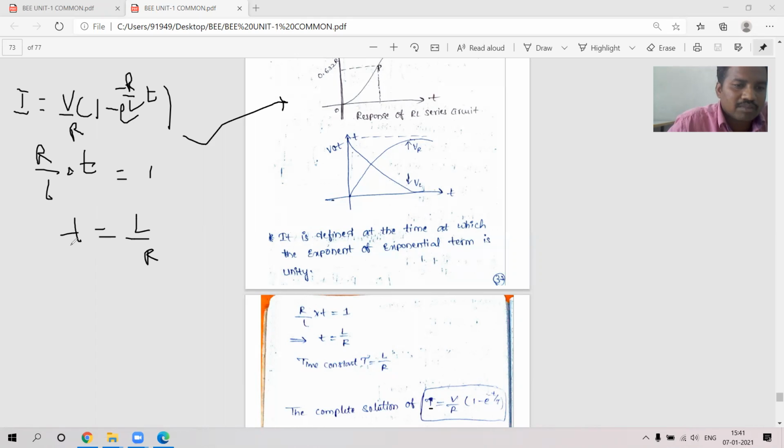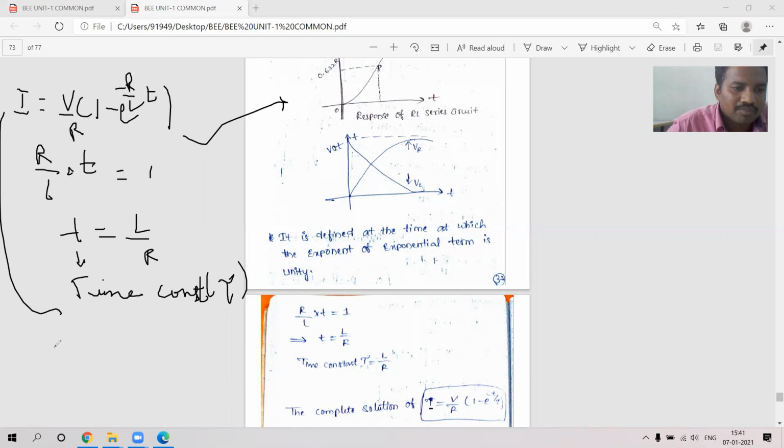Here t is called the time constant, because it is the response we are getting as unity. That means the time constant, which is called tau. Simply I can replace this t as tau here. So when I replace this, that means L by R value, I am replacing it by tau. So if I replace, what happens?